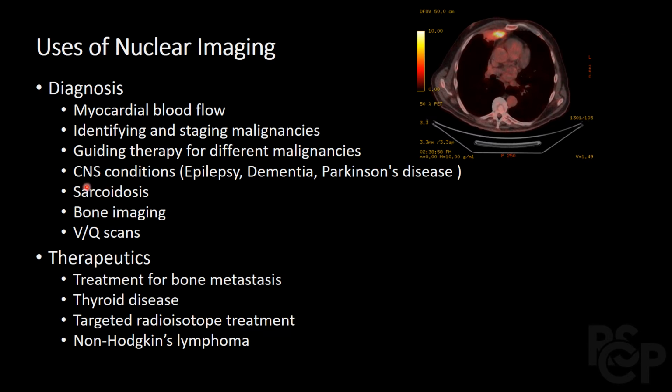And it can be used to identify CNS conditions such as epilepsy, dementia, Parkinson's disease, sarcoidosis, bone imaging, VQ scans, and identification of pulmonary embolism. It can also be used therapeutically, for example, in treatment of bone metastases, usually in palliative care, thyroid disease such as hyperthyroidism, or targeted radioisotope treatment, for something like non-Hodgkin's lymphoma.